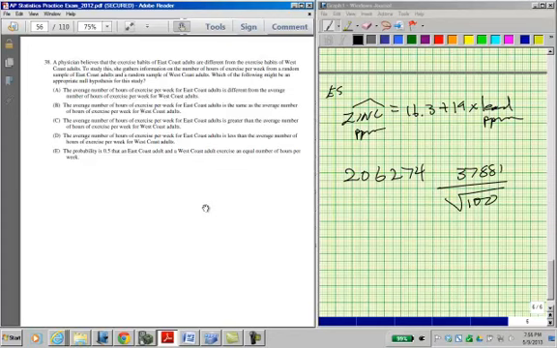Okay, she gathers information, and so on. Which of the following might be an appropriate null hypothesis? Is different? No, not null. Null is the same: the average number of hours exercised for each college is the same. B looks promising. A is out. Greater, C is out. D, less than, is out. The probability is 0.5? That's crazy. E is out. The answer is B. 38 is B.